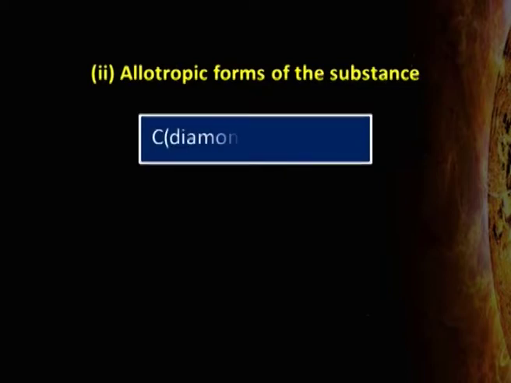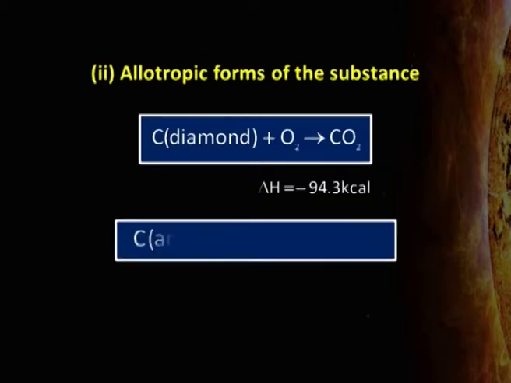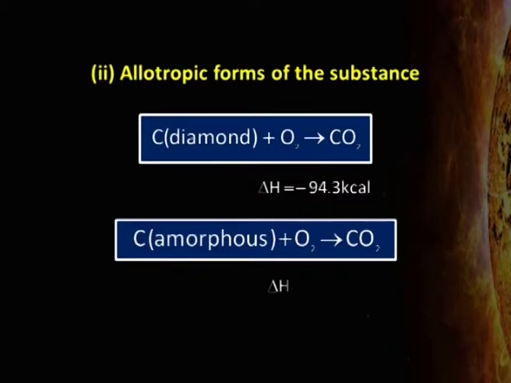If carbon in diamond form is oxidized in presence of oxygen to give carbon dioxide, enthalpy of reaction or heat of reaction is minus 94.3 kilocalories. But if carbon in amorphous form is oxidized in presence of gaseous oxygen to give gaseous carbon dioxide, heat of reaction or enthalpy of reaction is minus 97.6 kilocalories.